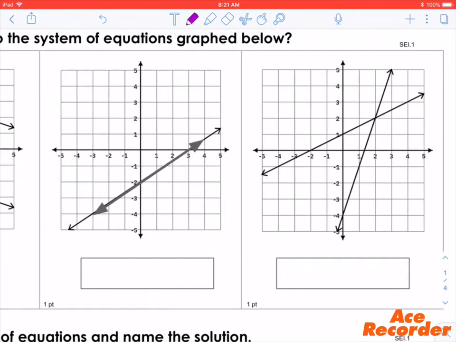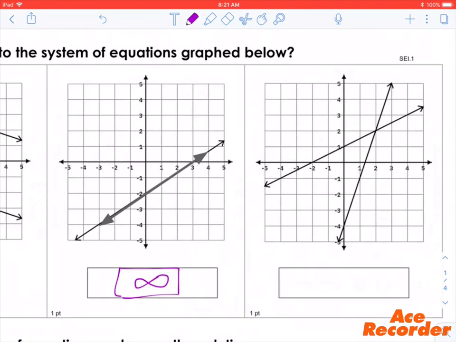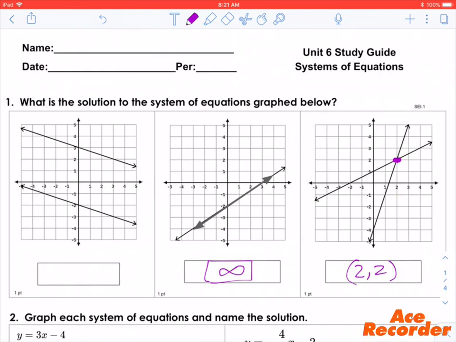This one, we have both lines on the same part. If it's the same line twice, that means infinity. There's an infinite amount of answers because they're the same line. On the third one, they cross right here. So that point is x comma y, so the x value is 2, and the y value is also 2. So 2 comma 2. Okay?